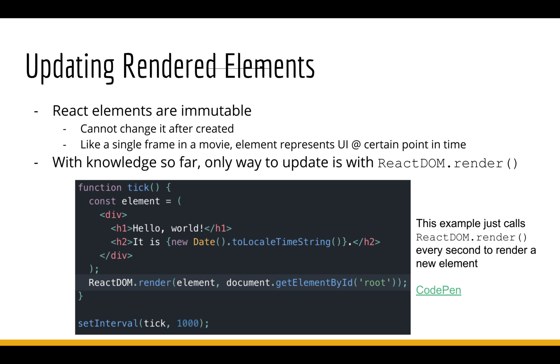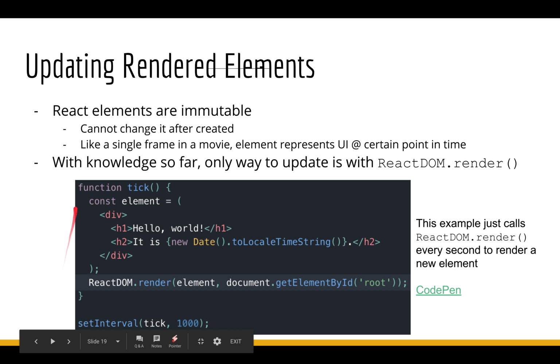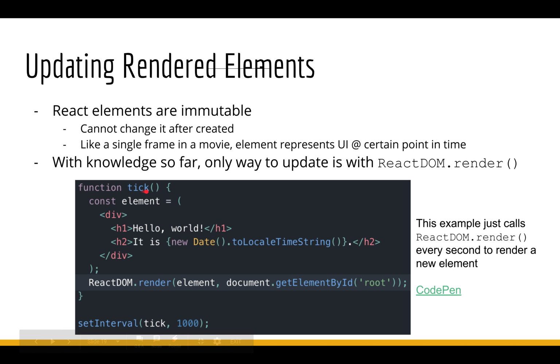And so if we were to use our naive knowledge so far, this might be a somewhat intuitive way to update the DOM. Let's see what we have going on here. We have a function called tick, and what that function is doing is creating a React element that shows us what the local time is, and then it's taking this element and stuffing it inside our root DOM node. Then we're using the JavaScript function setInterval to execute that code every second, essentially. So it will re-render something on the DOM every second to update what it looks like.